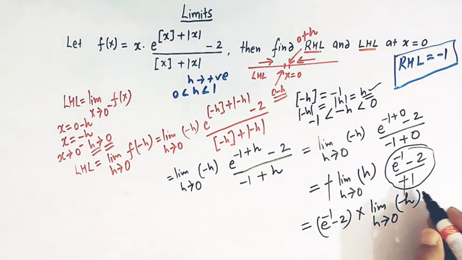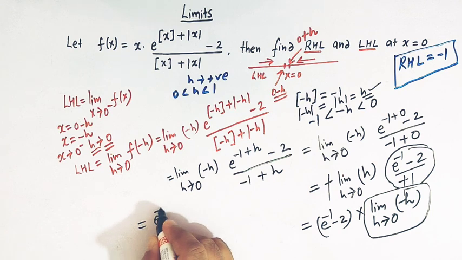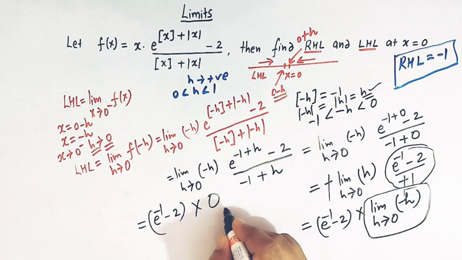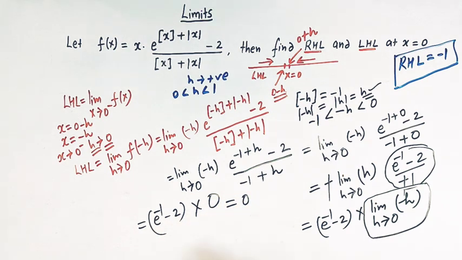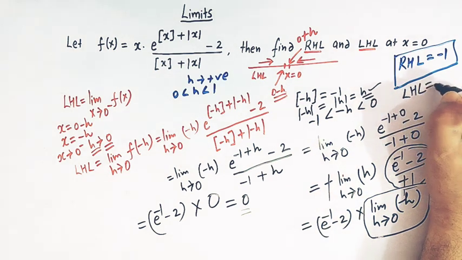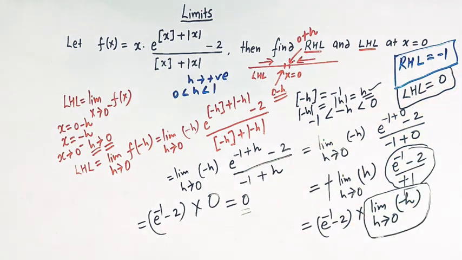So now we can see that this limit is equal to 0, right? So we have e raised to minus 1 minus 2 times 0, right? So this is equal to 0 because this limit is equal to 0. So 0 times e raised to minus 1 minus 2 is equal to 0. So we can see that the left hand limit is also finite, it exists and it is equal to 0, right?